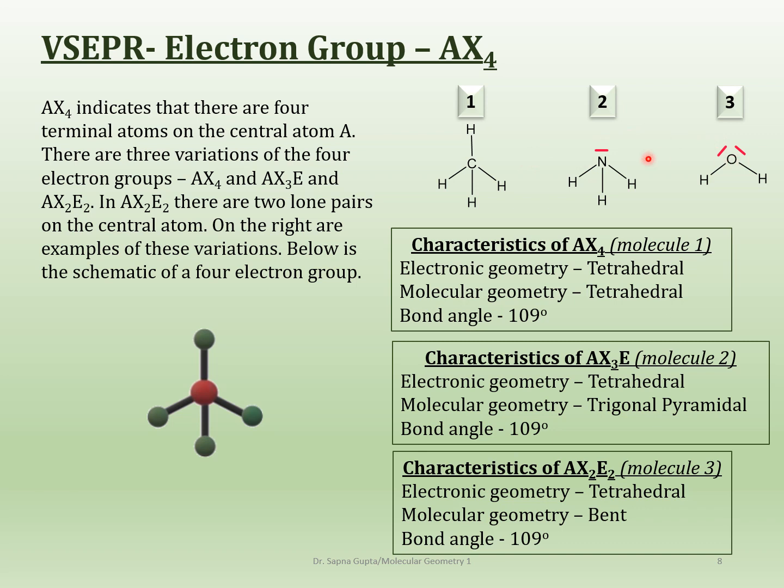There are 3 variations of this. The 3 variations are where you have 4 atoms, another one where you have 3 atoms and a lone pair, and then you have 2 atoms and 2 lone pairs. The one with the 4 atoms is AX4, the one with the 3 atoms and a lone pair is AX3E, and the one with the 2 atoms and 2 lone pairs is AX2E2. So these are the 3 variations possible.